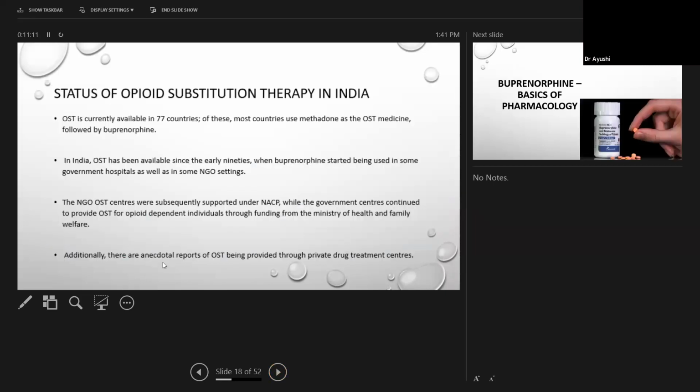Then the current status of opioid substitution therapy in India. It is currently available in 77 countries. Of these, most countries use methadone as the OST medicine followed by buprenorphine. In India, OST has been available since the early 90s when buprenorphine started being used in some government hospitals as well as in some NGO settings. The NGO OST centers were subsequently supported under the National AIDS Control Program, while the government centers continued to provide OST for opioid-dependent individuals through funding from the Ministry of Health and Family Welfare. Additionally, there are anecdotal reports of opioid substitution therapy being provided through private drug treatment centers.